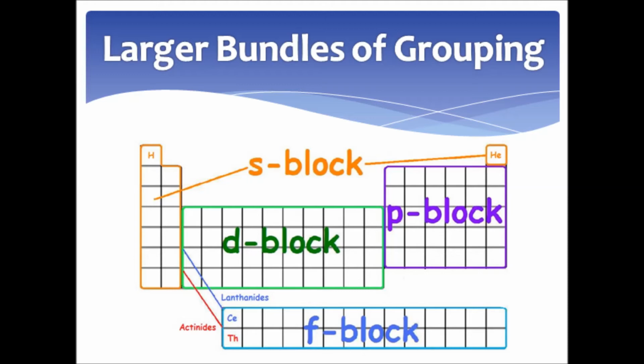But be sure to note which columns, which rows are included in what blocks. And be sure to notice helium over to the far right. He is in the S block. Yes, he is all the way over there in no man's land, but he is included in the S block.